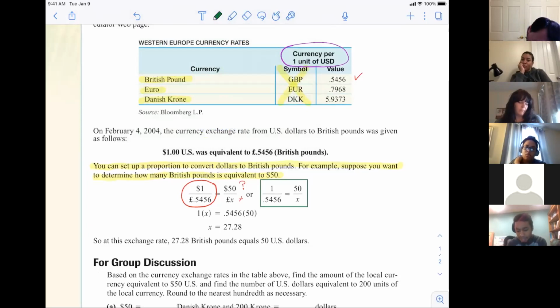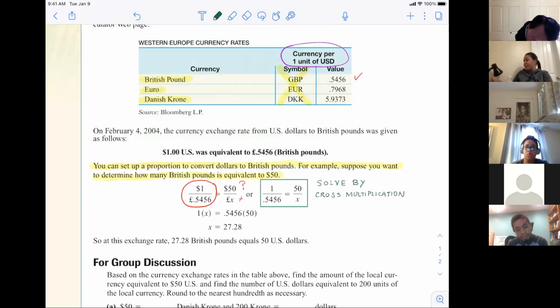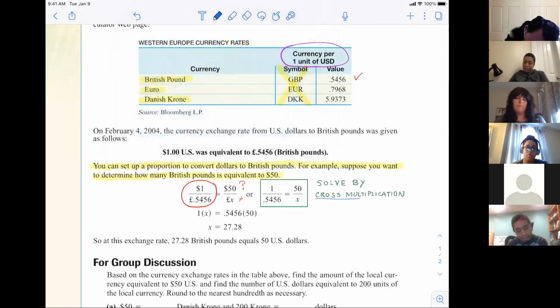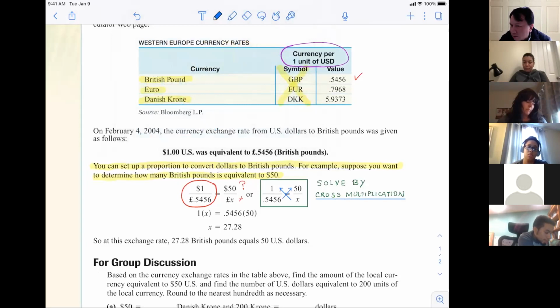And to solve such a proportion, we have a very neat trick. It is solved by cross multiplication. So what exactly do I mean by cross multiplication? Basically, you multiply diagonally. So the 0.5456 will multiply to 50, while the x will multiply to 1. So you multiply diagonally. We call it cross multiplication.